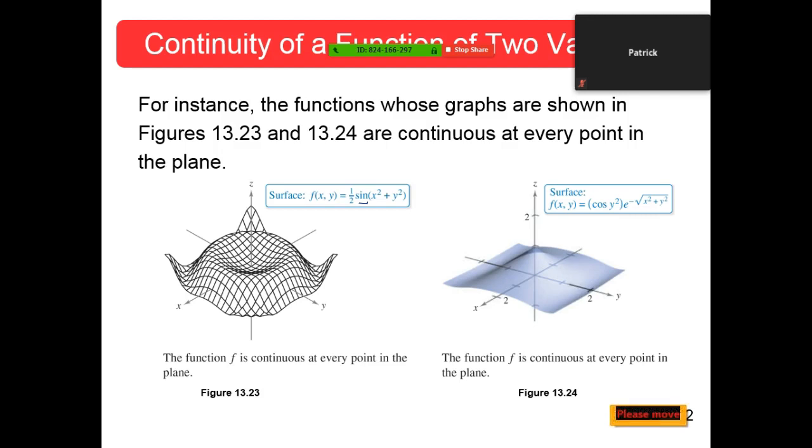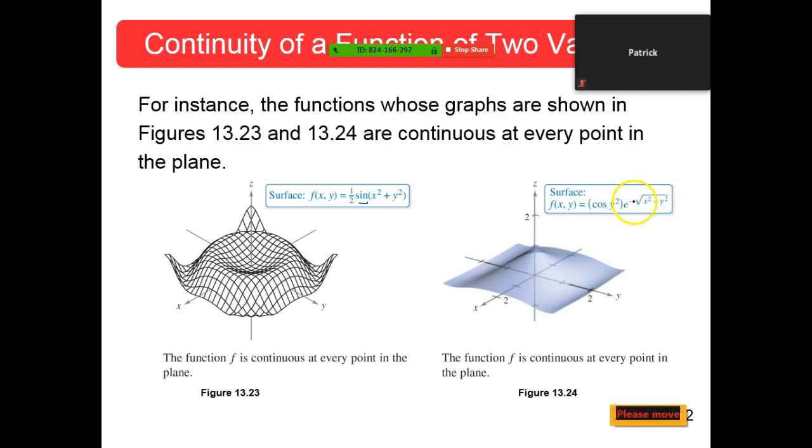Now, this one. It almost looks like there's a hole in the graph here. There's not. I don't think there is anyway. No, it can't be. It says it's continuous at every point in the plane. Because cosine is continuous everywhere. Polynomial functions are continuous everywhere. Exponential functions are continuous everywhere.